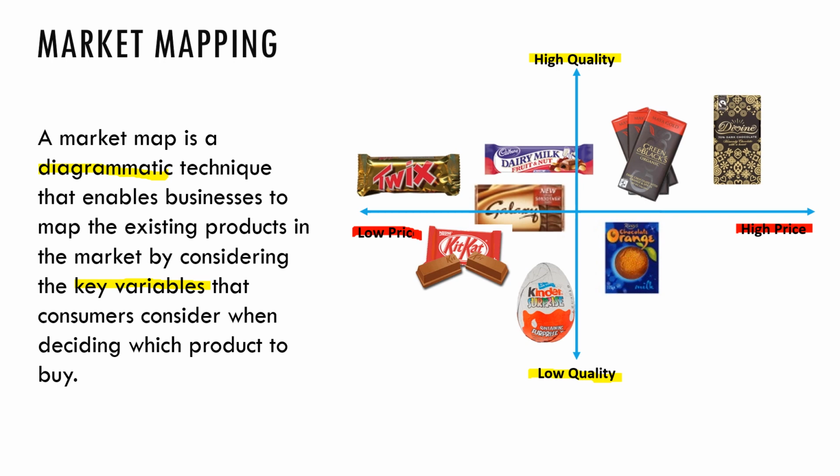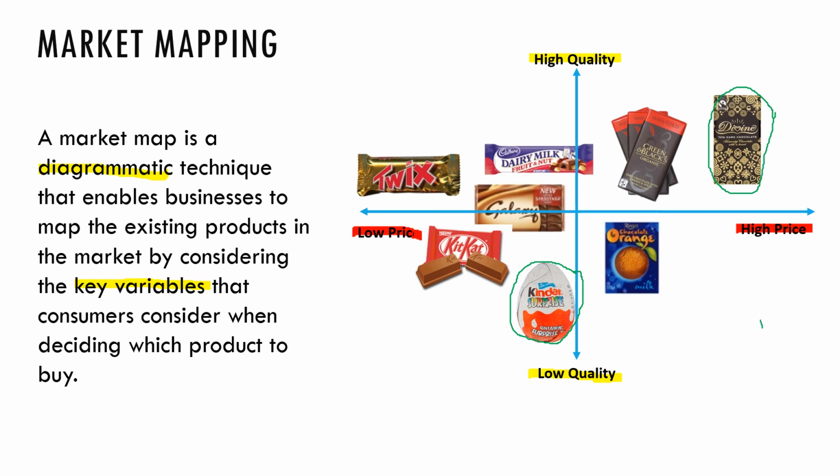And then what we've done is put all our potential competitors onto this map. So we're saying here Kinder Egg is kind of low quality and a middle price. This deluxe chocolate over here is high quality and a high price. And what we might try and do is see, right, are there any gaps in the market that we can potentially exploit?